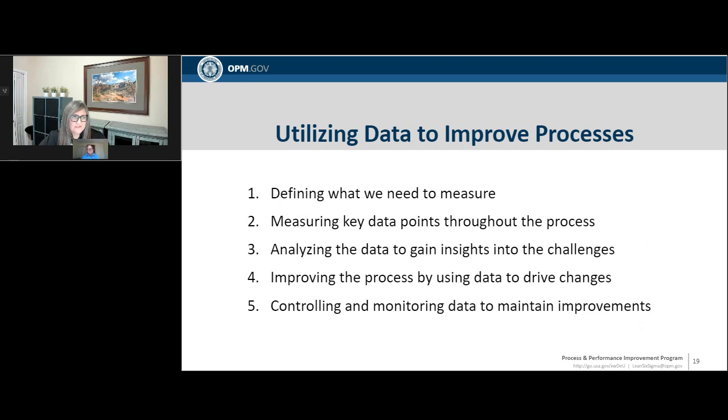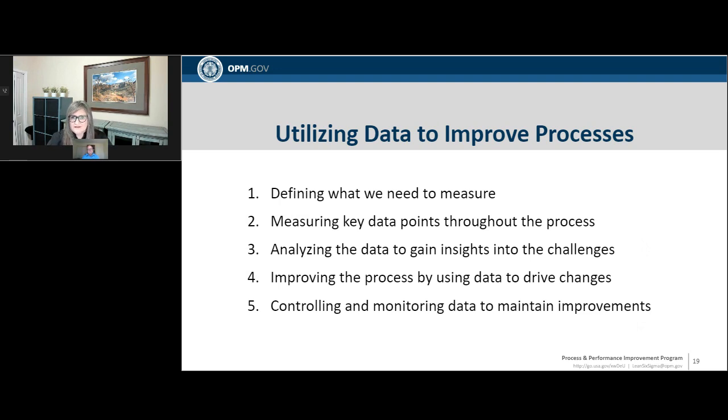And moving into measuring those key data points throughout the process. So often we have a variety of outcomes throughout our processes and a variety of touch points that are certainly worthy of being assessed not only in a one-time picture, but also by looking at what those cycle times look like across time and trends. And then improving, moving into analyzing the data to gain those insights that we had discussed, and then improving the processes by using the data to drive those changes.